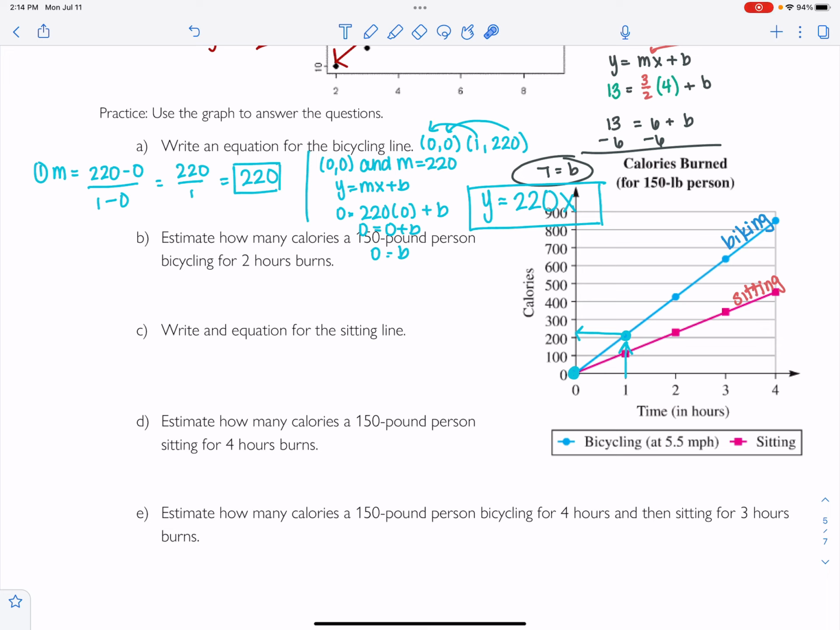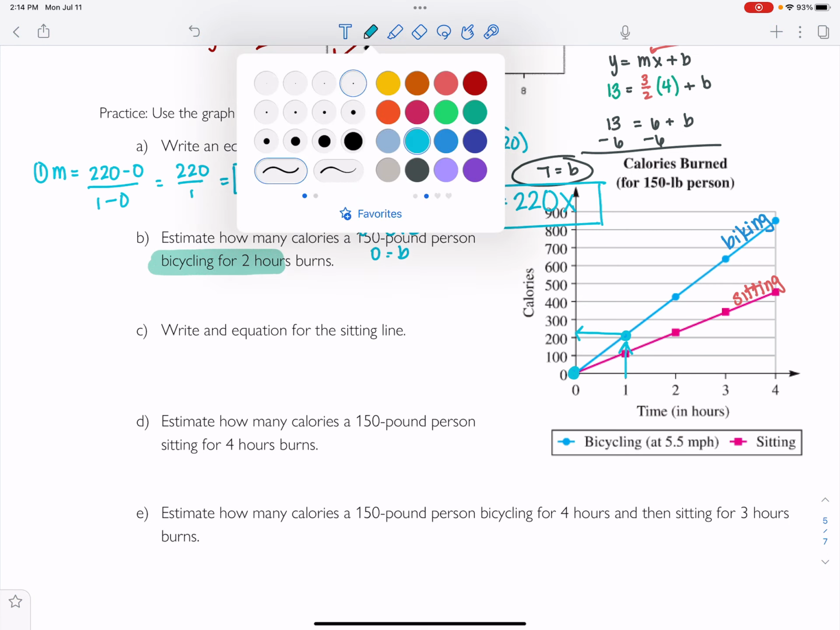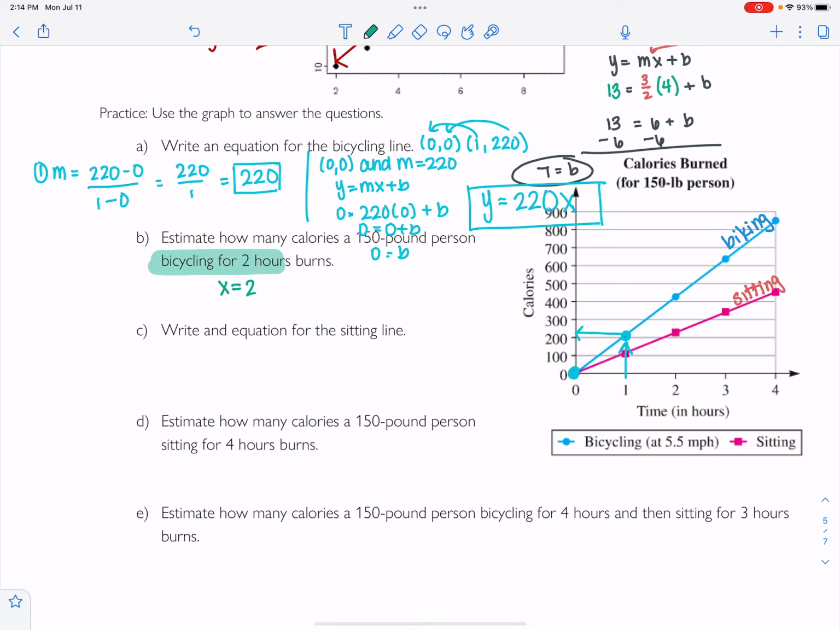Then part B says, estimate how many calories a 150-pound person would burn if they cycled for 2 hours. So what this really says is you want to plug in x equals 2 to the bicycling equation you just got. So that equation I just found, I want to now find, well, what if they had 2 hours of cycling? So y equals 220 times x, which is 2, so that's going to give me 440 calories burned.